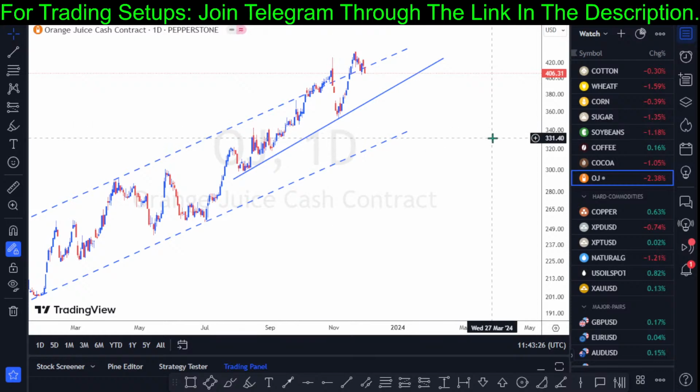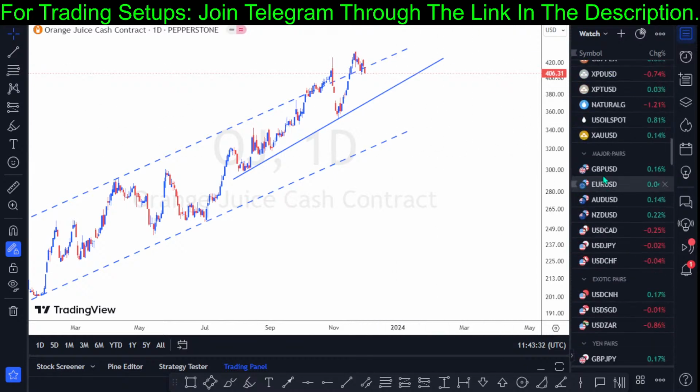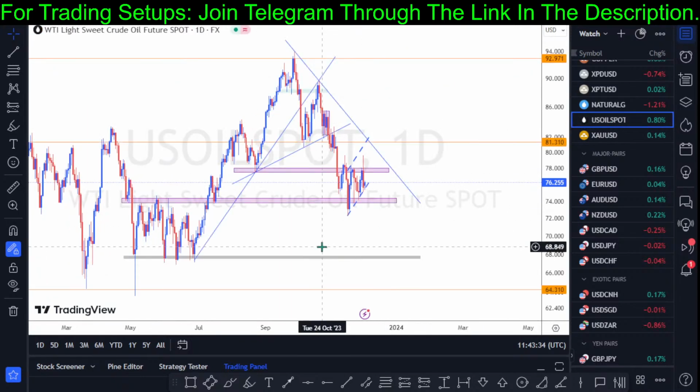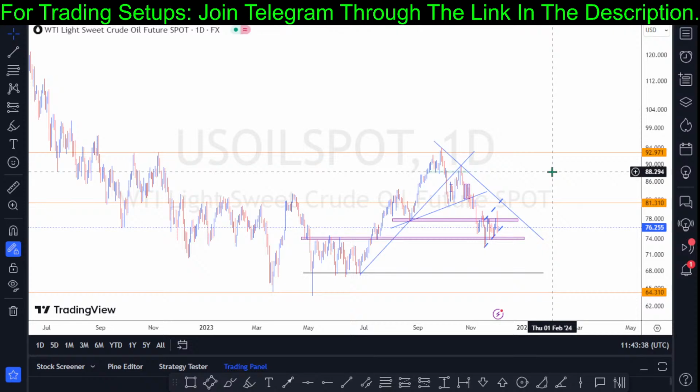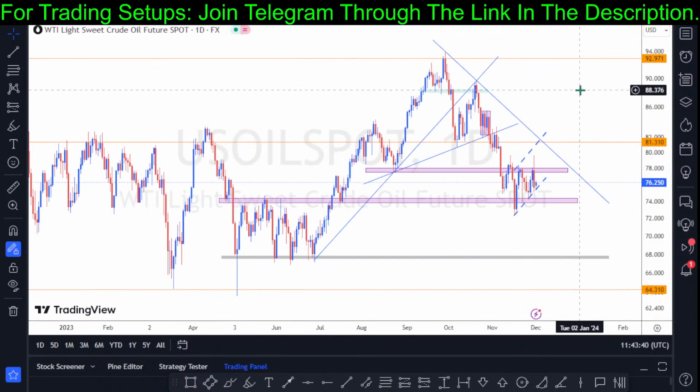But I haven't yet seen any confirmation right here because the market is still in an uptrend. And again, I want to share with you US oil. Let's go to the oil market. I told you guys yesterday, I'm not yet giving up on this asset. I told you I had a losing trade yesterday on the US oil.